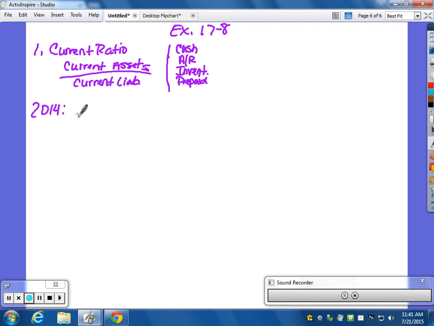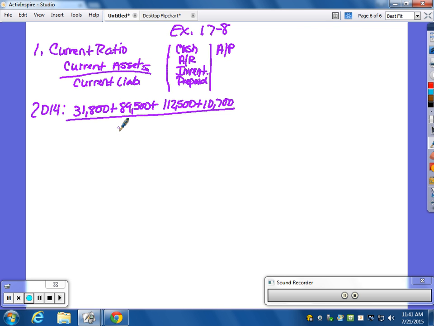Looking at 2014 numbers, we add the cash amount, 31,015, plus accounts receivable, 89,500, plus inventory, 112,500, plus prepaid expenses, 10,700, and divide that by current liabilities. What's your current liabilities? Accounts payable. What's your accounts payable for 2014? 109,900.